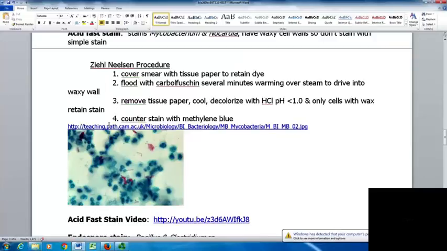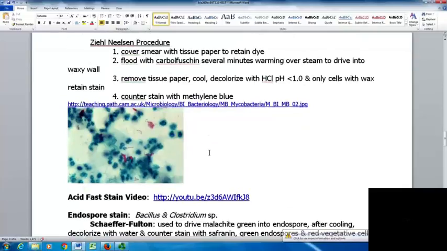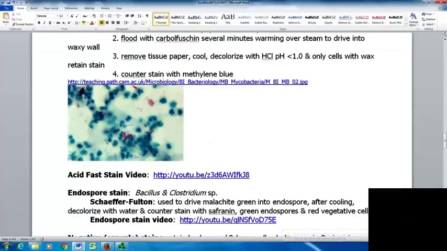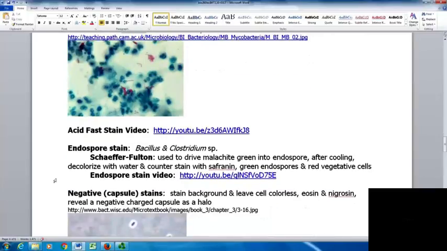Then you counterstain with methylene blue. This is an example of an acid-fast stain, and then there's a video clip of an acid-fast stain. You'll be doing these in the lab in some cases. Endospore stains. This would be Bacillus and Clostridium. Those would be examples of these.